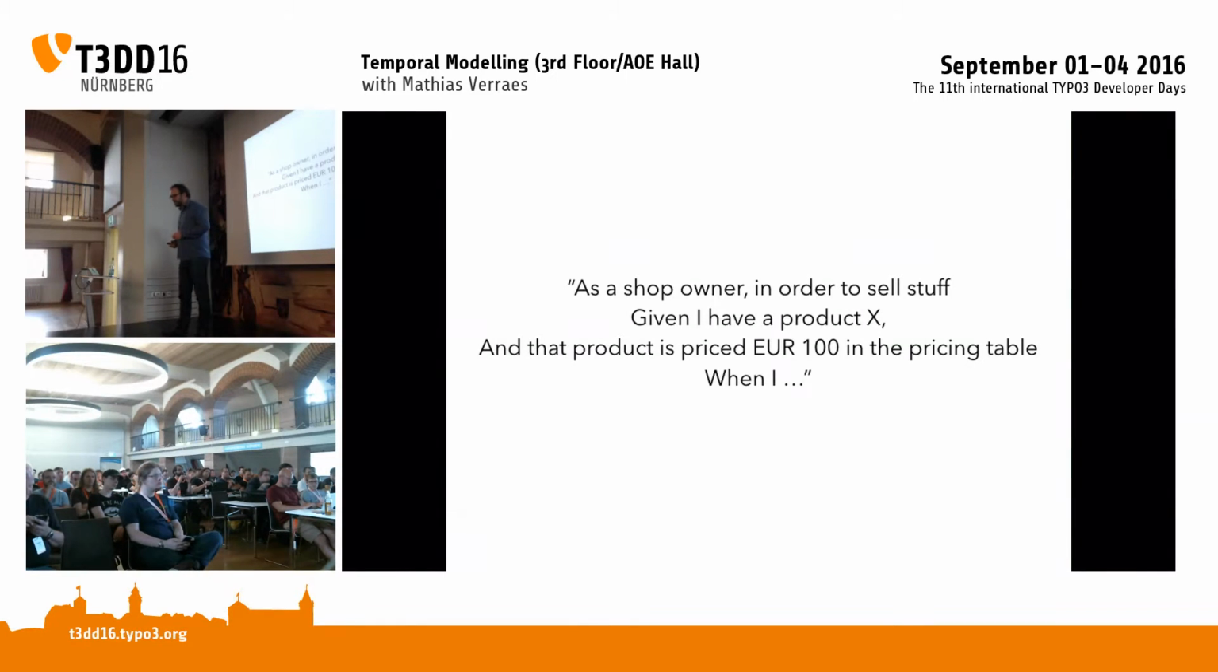What if the story had been like this? As a shop owner instead of a buyer, in order to sell stuff, given I have a product X, and given that product is priced €100 in the pricing table. A pricing table is not a database table. A pricing table is something that a shop owner uses in the physical world, in a brick and mortar shop. They could use it to walk around the shop and decide on prices in one convenient document. Right? It's a list of all the prices of all their products, maybe to make strategic decisions about prices and discounts.